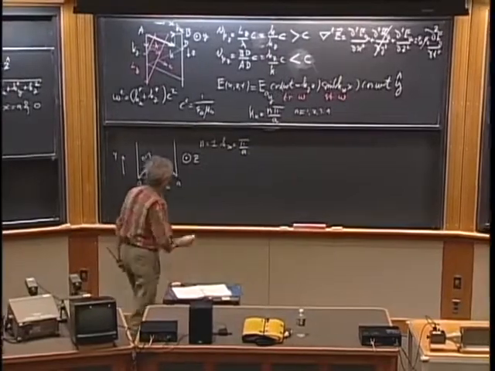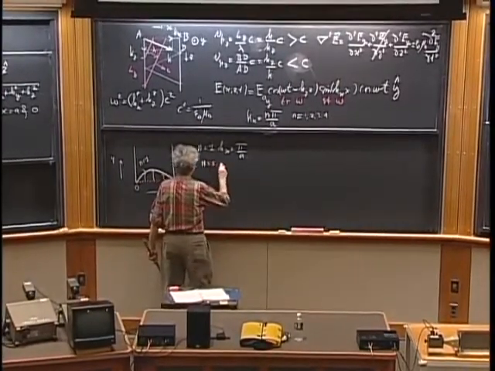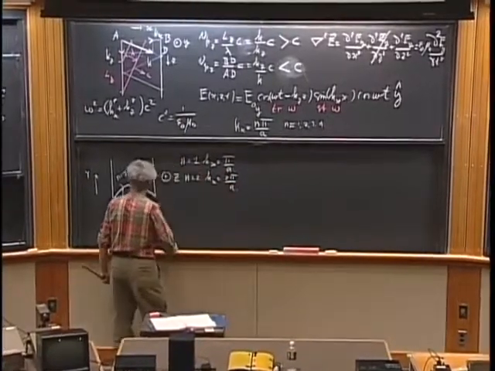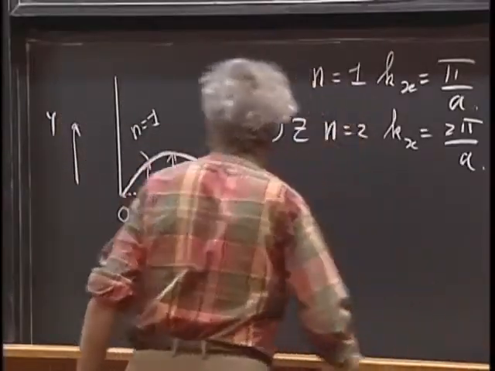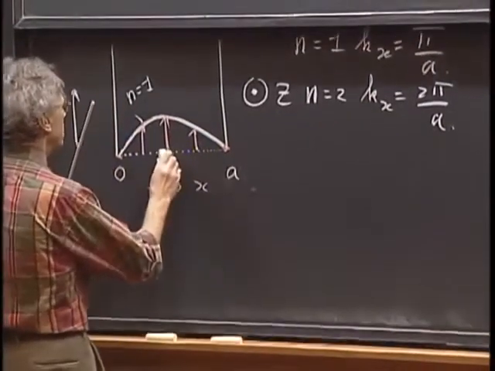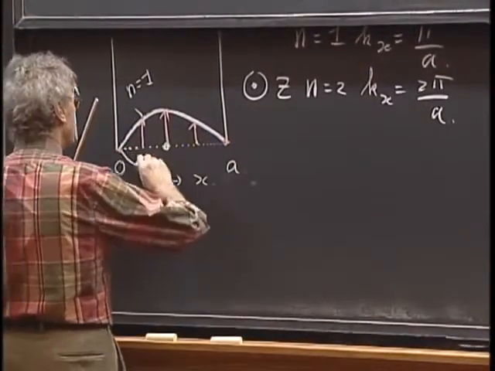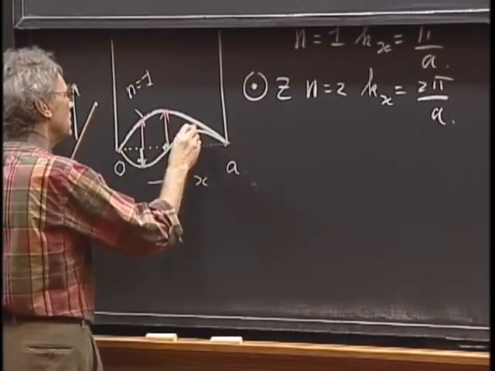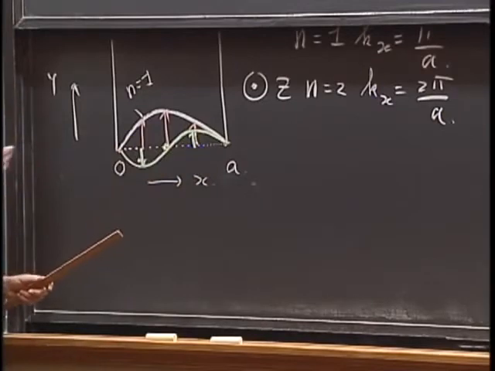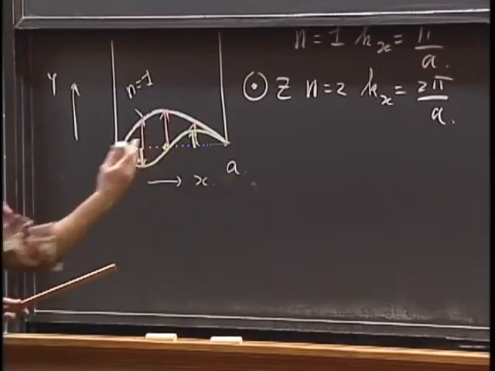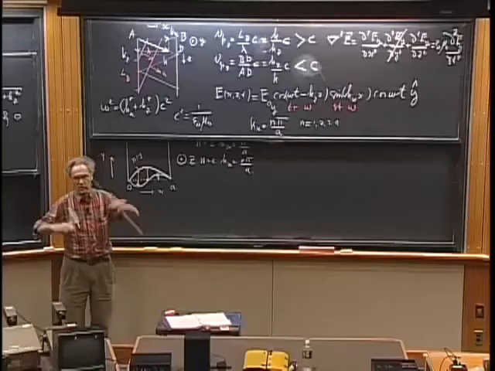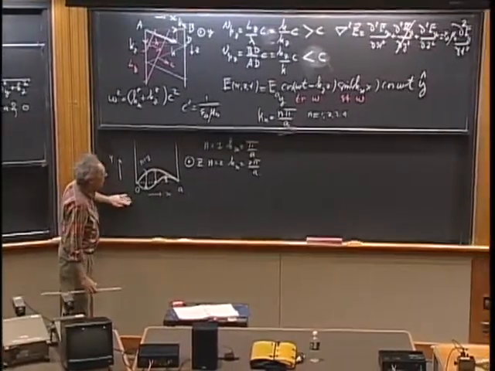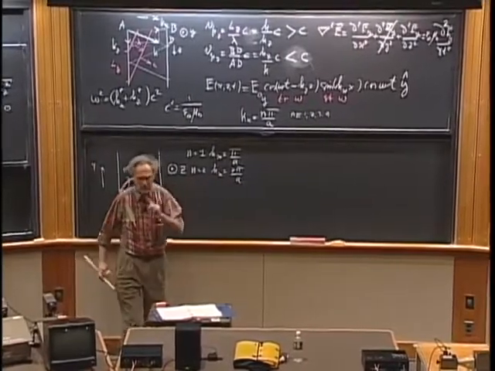For n equals 2, that is another possibility. kx would be 2 pi divided by a. And I can put that in a different color. So that would be like this. And so now the E vector has right here a nodal plane. And now it goes like this. And so those are possibilities which are only restrictions in the x direction.